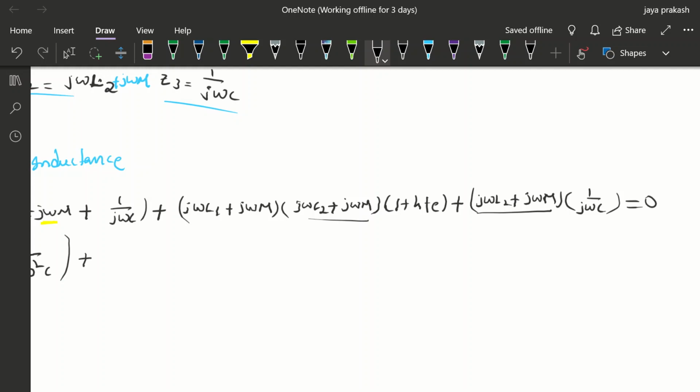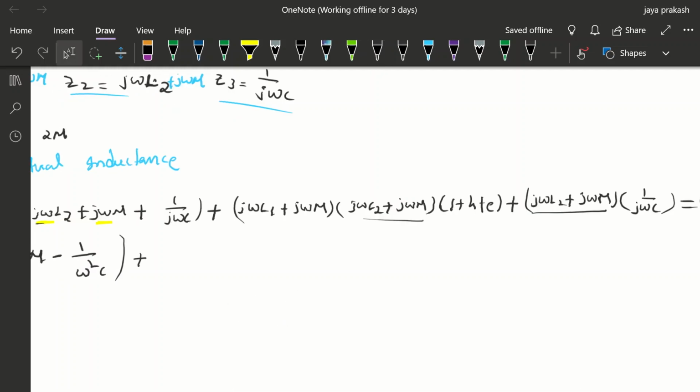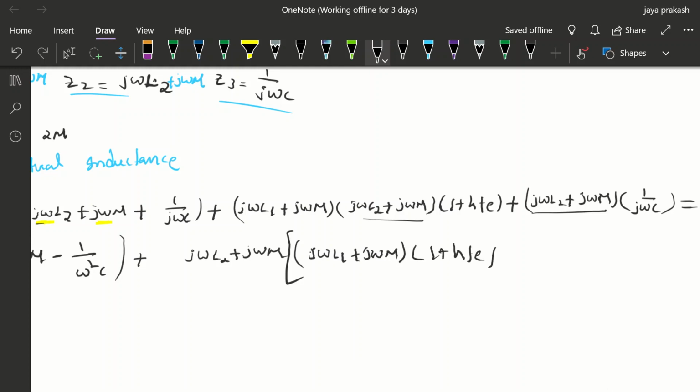Then it will become j omega L2 plus j omega m, and also I am taking the common of this j from all those. Then it will become j omega L1 plus j omega m into 1 plus HFE plus 1 upon j omega c.